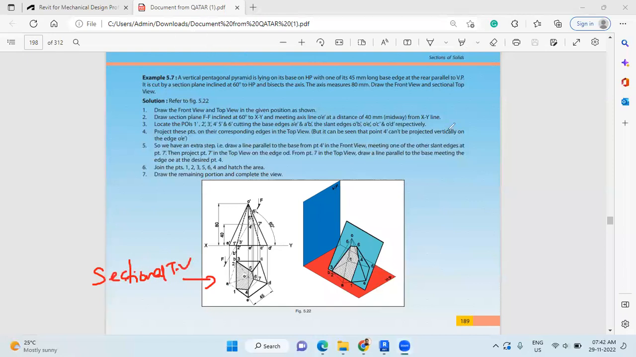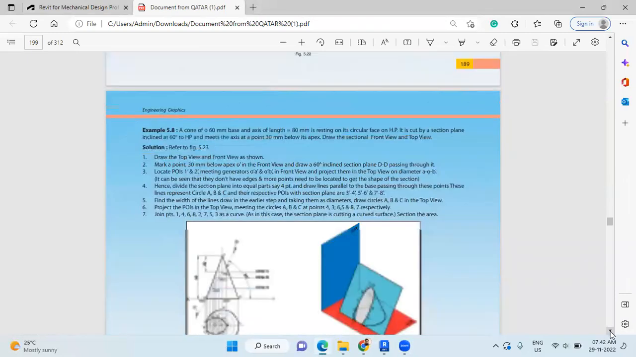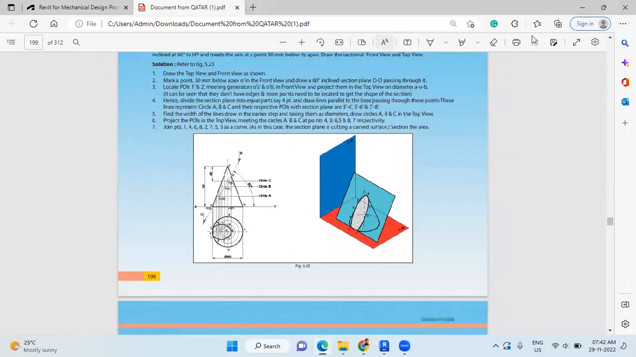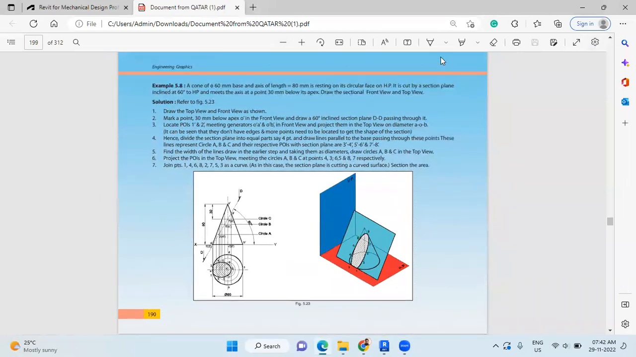So this was homework. Then the second problem. I think this was also homework, right? This one. Yes, sir.